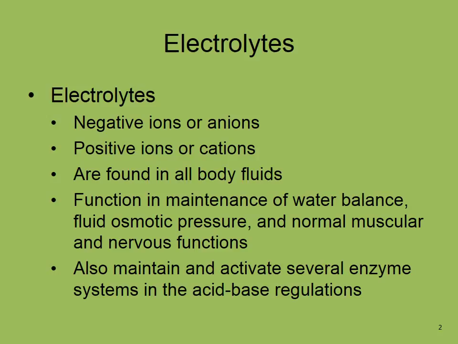Electrolytes. Electrolytes are negative ions or anions, or positive ions or cations. They're found in all body fluids and they function in the maintenance of water balance, fluid osmotic pressure, and normal muscular and nervous functions. These are extremely important. They also maintain and activate several enzyme systems in the acid-base regulatory system. So just know electrolyte imbalances can throw everything off, so it's really, really important that they be in balance, and that's why we measure them.